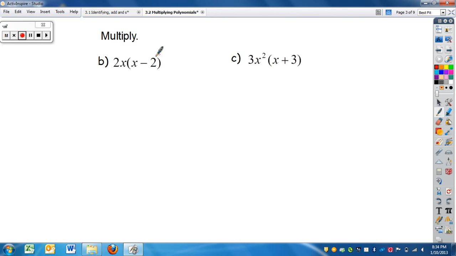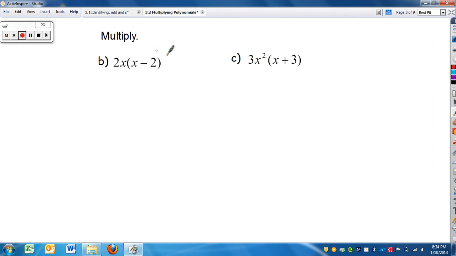So with polynomials, it's the same thing. We're going to use the distributive property. When I have 2x and x minus 2, these are two separate polynomials. This is a monomial and this is a binomial. I am going to multiply or distribute to both of these. So I'm going to go 2x times x, and we learned from our exponents, x times x is x squared, adding your exponents. So this is 2x squared, and then 2x times negative 2 is negative 4x.